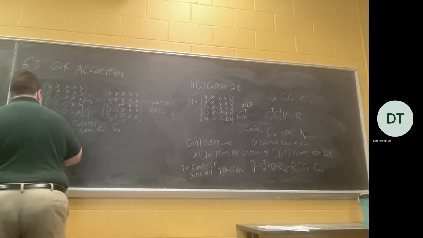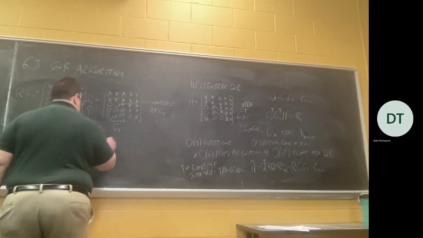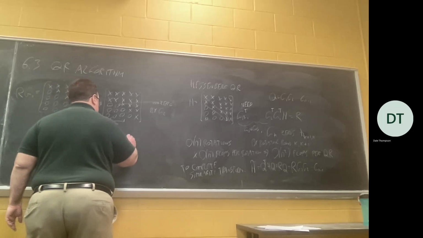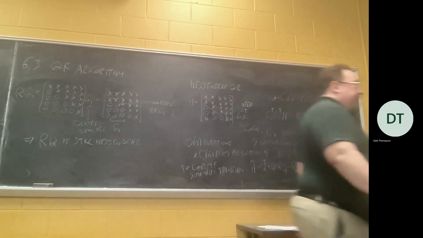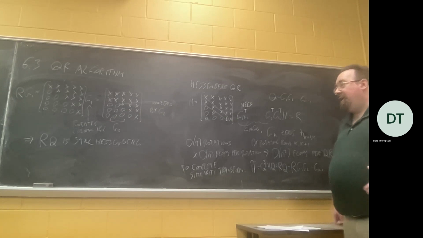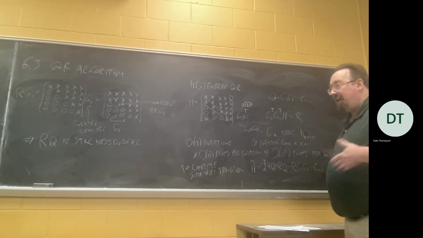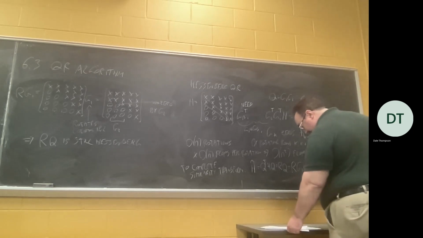Still Hessenberg. So again, continuing this process, RQ is still Hessenberg. So if you take a QR factorization of a Hessenberg matrix and then multiply the factors in reverse order, as QR iteration calls for, you still have a Hessenberg matrix. So the savings you get from QR factorizing a matrix that's nearly upper triangular already, you keep those savings from one iteration to the next.